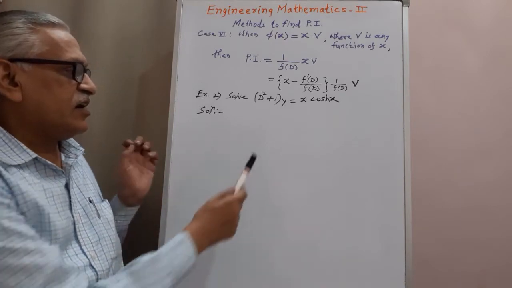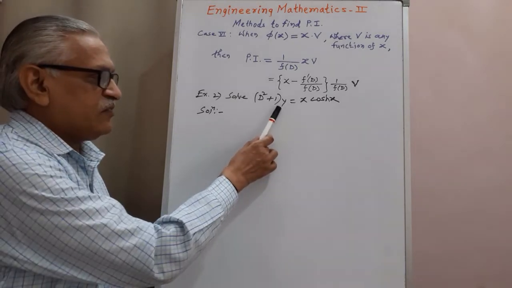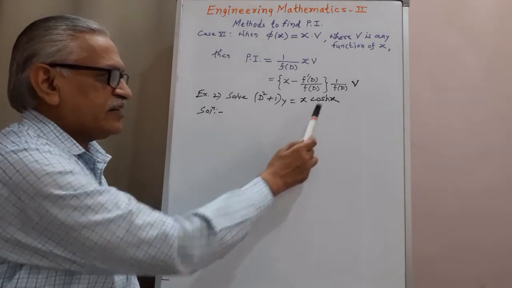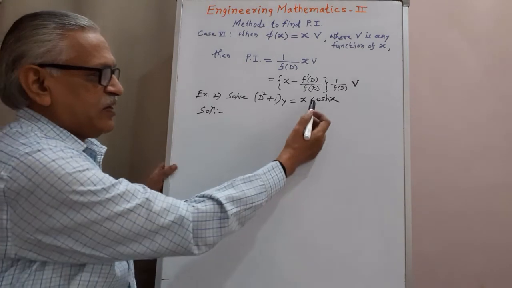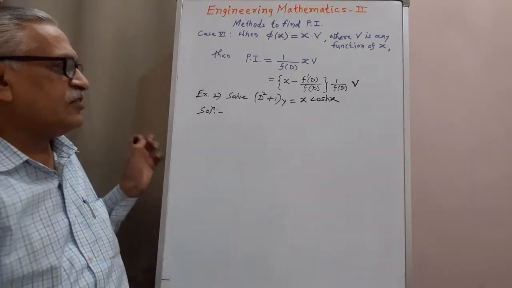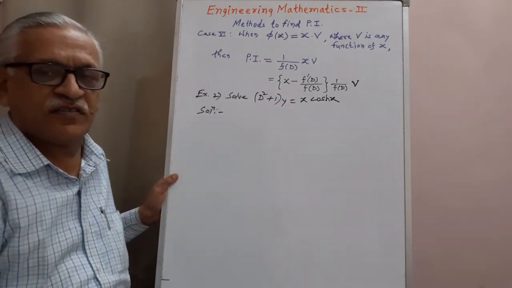The given differential equation is of order 2, with y as the dependent variable and x as the independent variable, and the term on the right hand side is in the form of x into V, where that capital V is cos hyperbolic of x, and therefore we have to apply this formula or result to find PI.